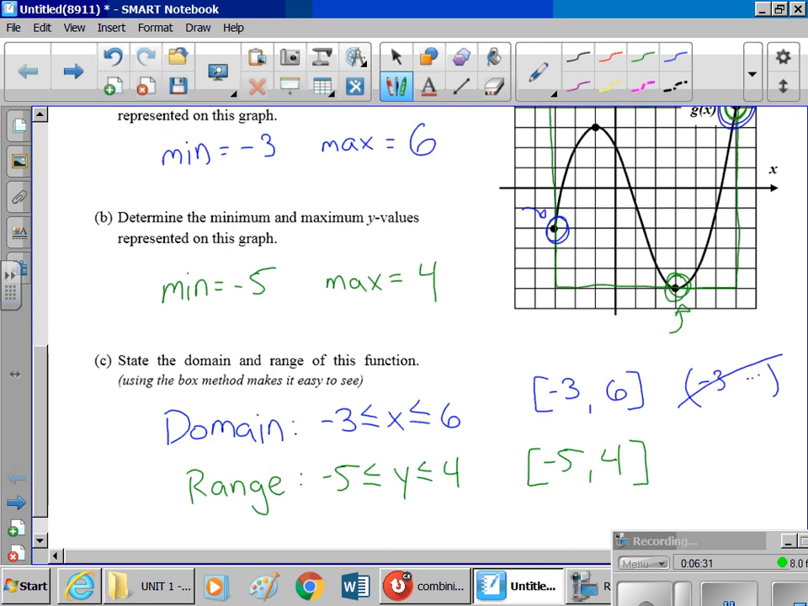Now, sometimes when we start getting into things a little bit more complicated, instead of writing y, we write whatever the function is. So I think this function was g of x. So we could write this as -5 less than or equal to g of x less than or equal to 4. So that's just another way to represent the range. All right, so write down what you need to and meet me at exercise 3.